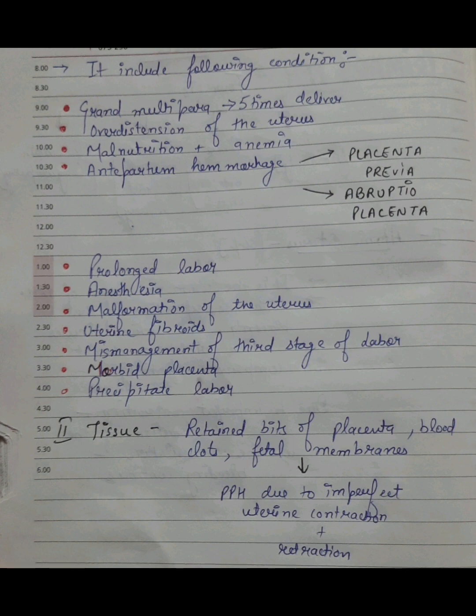Anesthesia is when these anesthetic agents or depth of anesthesia can cause atonicity, right? Next one is malformation of the uterus, and uterine fibroids, because uterine fibroid causes obstruction, so that is why it further leads to imperfect contraction and retraction. And next one is mismanagement of the third stage of labor, right?